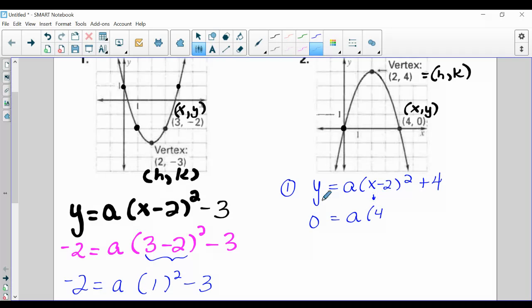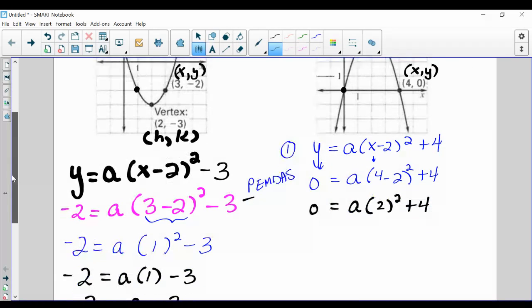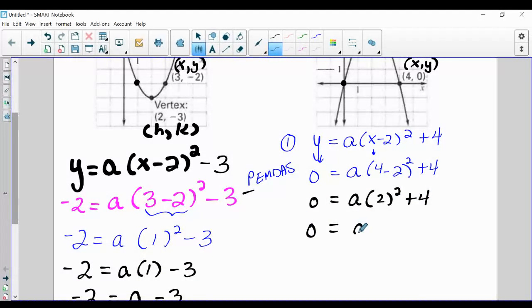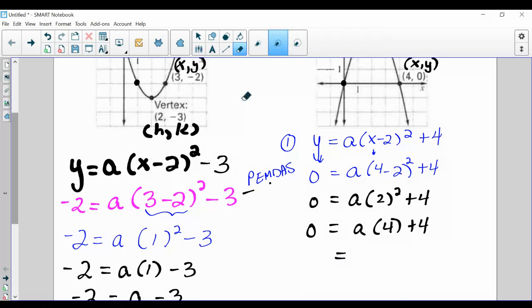Make those substitutions. And again, order of operations, be really strict on this and take your time. So we have parentheses first. We'll have 2 squared plus 4. Exponents are next. So we'll have 0 equals a times 4 plus 4. Now this is not a 4 plus 4. We'll work on multiplication next. A times 4 is, oops, let me just erase that 0. There we go. This needs a 0 here.